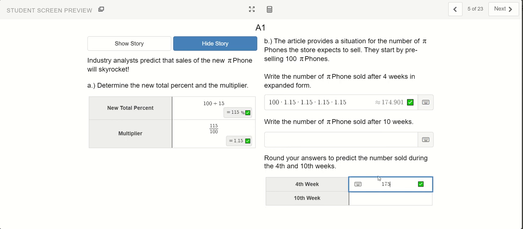I think there was a typo or error on your program. It might show you an X right here, but the correct answer should be 175. There might have been an error on your side, but the correct answer is 175.